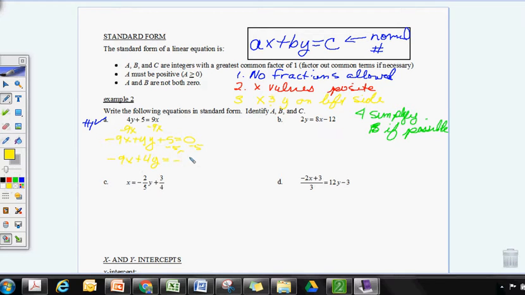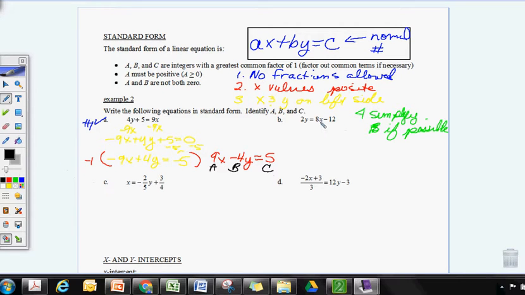And make this turn into a negative 5. Last rule that we need to look at, we said x values must be positive. So I need to multiply everything through by negative 1 to make that positive. So this becomes a positive 9x minus 4y equals positive 5. It also asked us to identify the a, the b, the c. So the 9 is my a, the negative 4 is my b, and the 5 is my c. I tried to do it step by step.